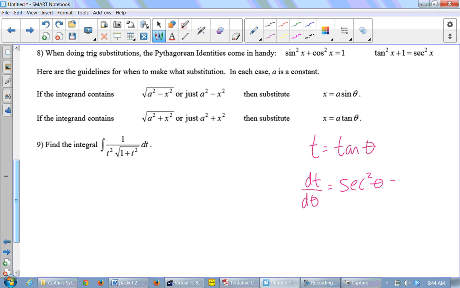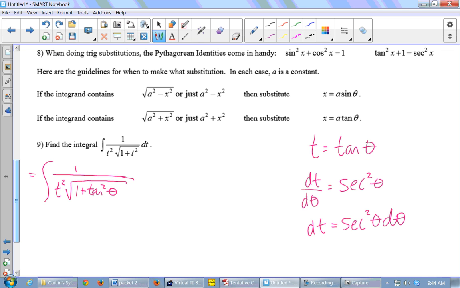Secant squared theta. And then just multiply both sides by d theta, so I'll be able to replace the dt with something. So I'm solving for dt, so I have secant squared theta d theta. All right, so plug in. This is going to become the integral of 1 over t squared times the square root of 1 plus, instead of t squared, I'm going to put in tangent squared theta, because t is tangent theta. And then dt is secant squared theta d theta.